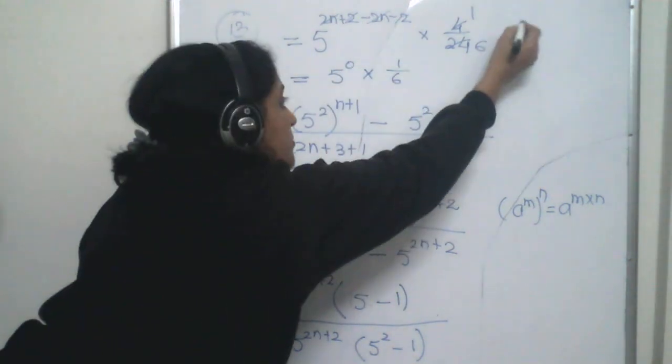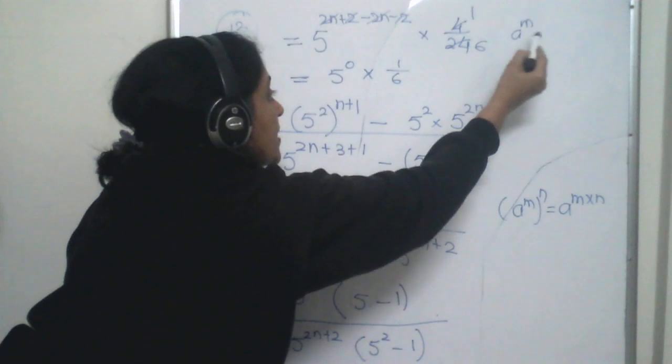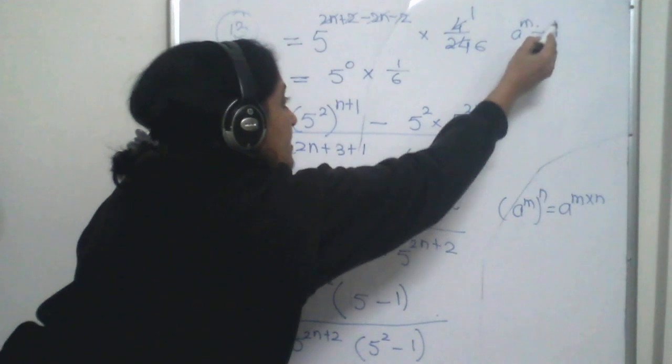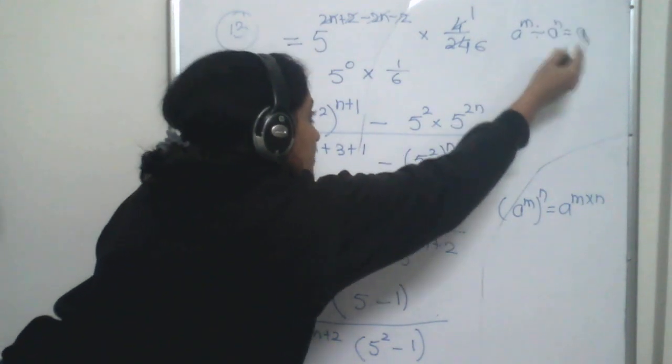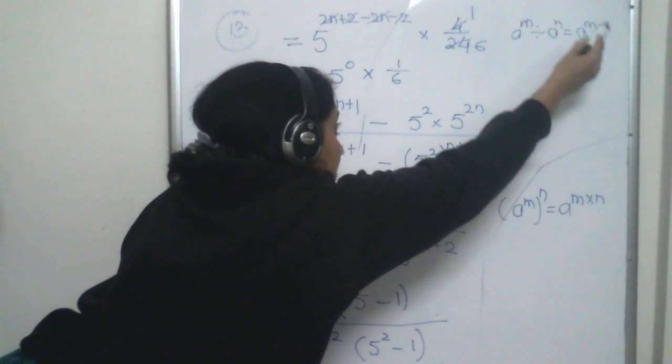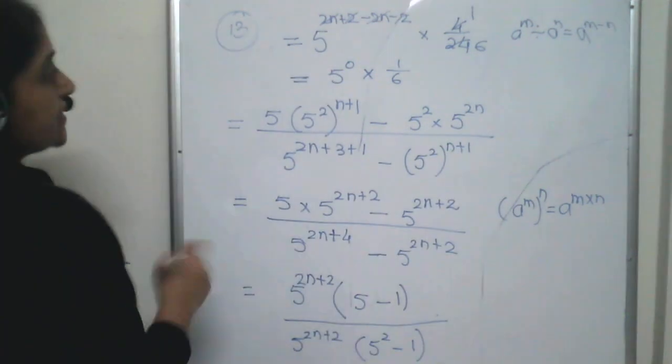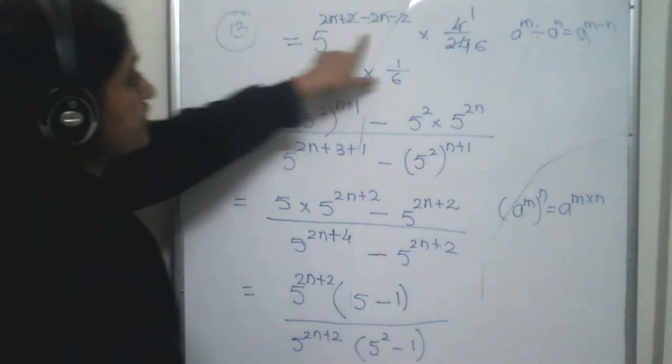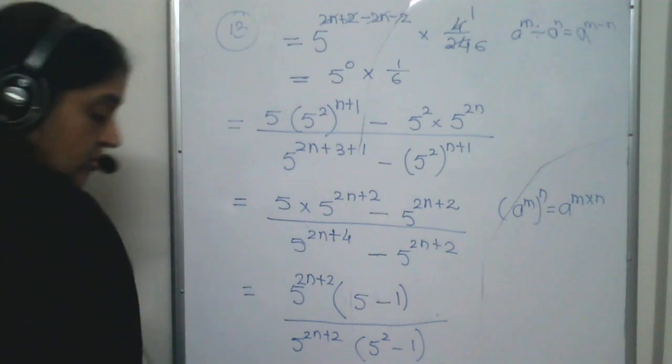Here what we have used, I am writing: a to the power m divided by a to the power n is equal to a to the power m minus n. This is what worked. For this I have written that. So now what will you get?